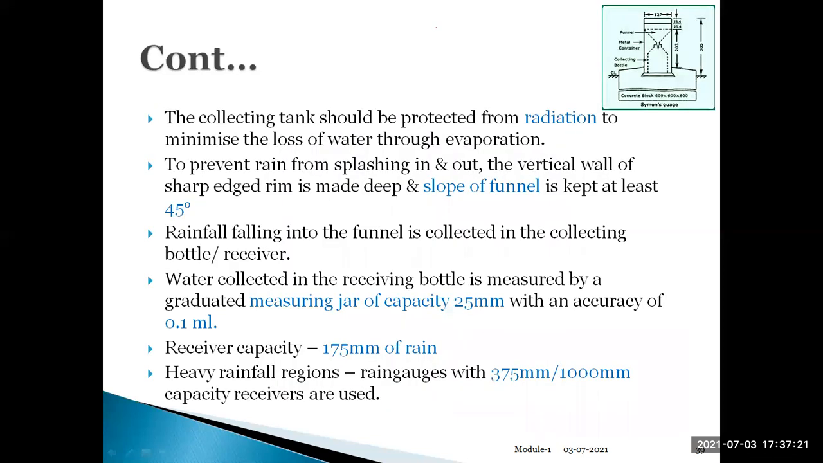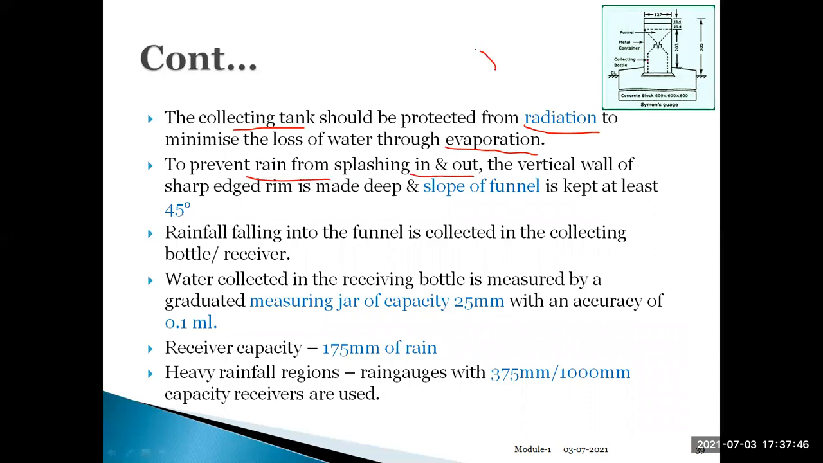First, you should make sure that the collecting tank is protected from radiation, or else there will be a loss through evaporation. To avoid the evaporation losses, it should be protected from the radiation. And also to prevent the rain from splashing in and out.